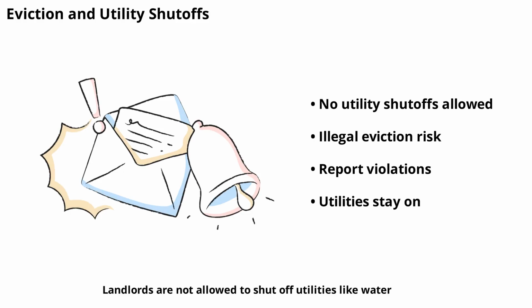Landlords are not allowed to shut off utilities like water, electricity, or gas to force a tenant to leave. Doing so is considered an illegal eviction and can result in penalties. Utilities should remain on until the legal process is complete and the tenant has moved out. Tenants should report any unauthorized shutoffs to local authorities or seek legal help.